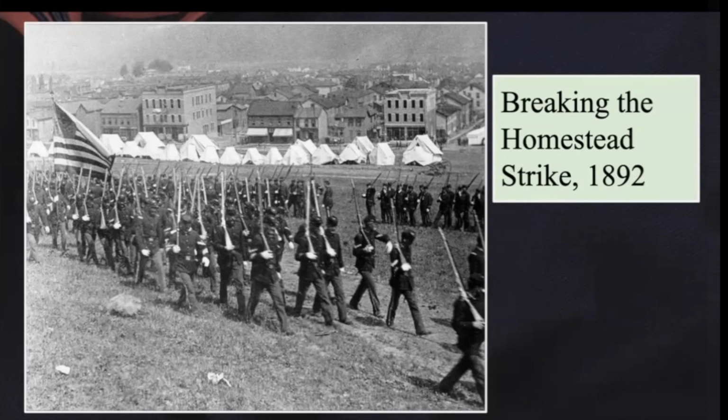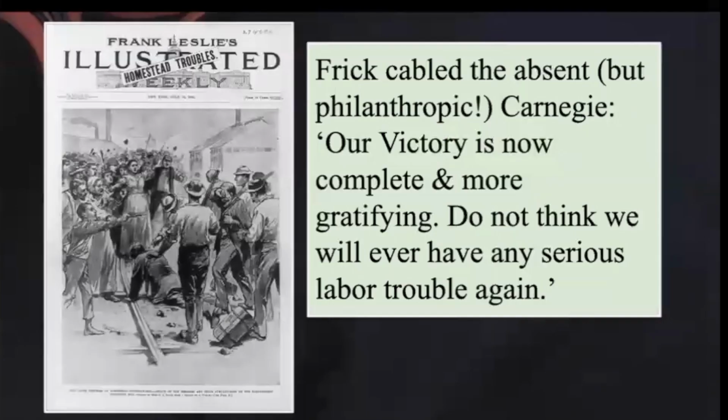Frick sent an army of heavily armed Pinkertons, whom the Amalgamated and supporters managed to defeat in a 12-hour battle at the cost of 3 Pinkerton agents and 9 strikers' lives. That said, the Amalgamated did not have a chance once the Pennsylvania militia joined the Pinkertons. Both the Amalgamated and the strike were broken. Frick cabled the absent but philanthropic Carnegie, "Our victory is now complete and more gratifying. Do not think we will have any serious labor trouble again."